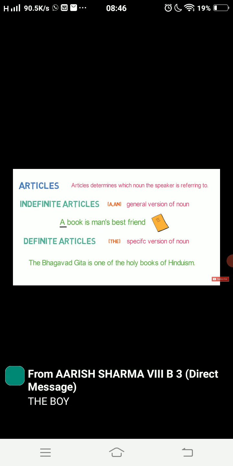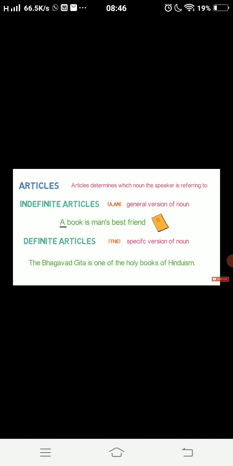For example, if I say I saw a boy in the market, it means I have seen one boy. But if I am talking about a particular boy, I will say, this is the boy whom I saw in the market yesterday. This is the ink pot which I found lying in the room. So if I'm talking about a particular thing or person, then it comes in the category of definite article.